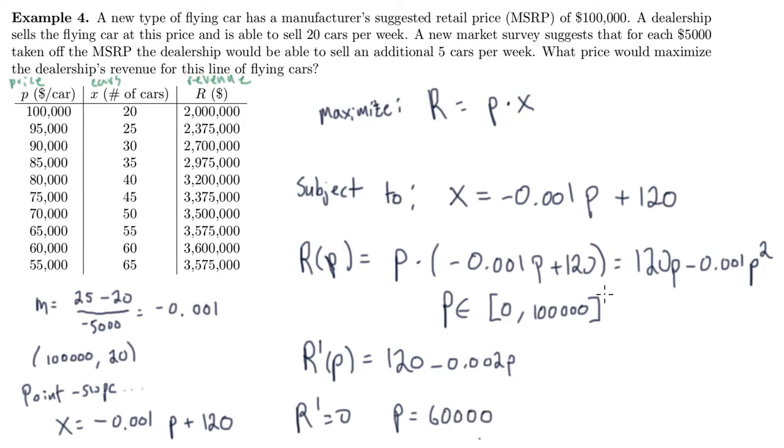And now all we need to do is test. We know that R of 0 is 0. That's silly. We know that R of 100,000 is 2 million. What's R of 60,000? Well, R of 60,000 is 3.6 million. So actually, we see that this critical point, just using the closed interval method, of course this is in dollars, is going to give us the maximum revenue.